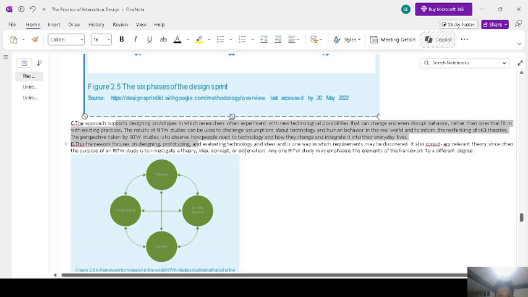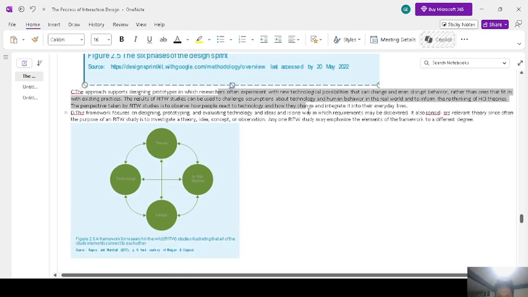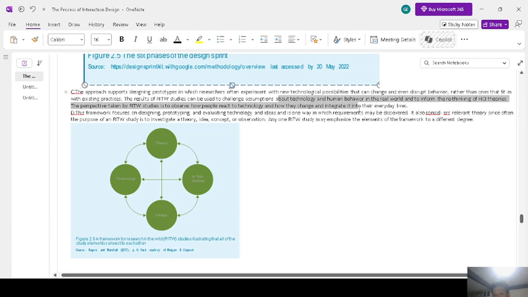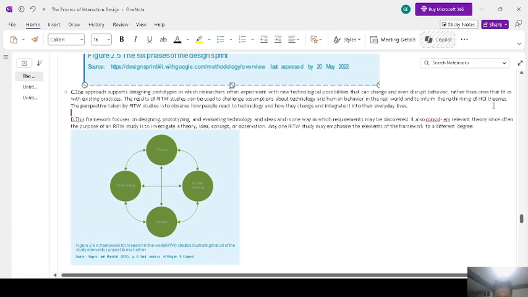The approach supports designing prototypes in ways that often experiment with technological possibilities that can change and even disrupt behavior, rather than ones that fit with existing processes. The results of our RTW studies can be used to challenge assumptions about technology and human behavior, and HCI theories. The perspective taken by our ITW studies is to observe how people react to technology and how they change and integrate it into their everyday lives.